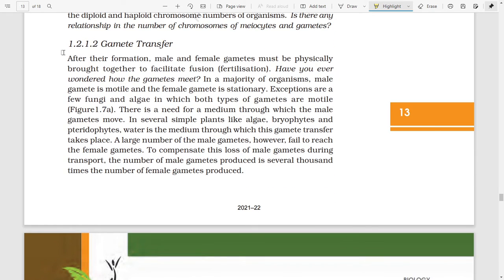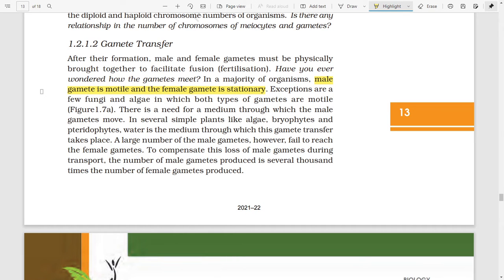Gamete transfer. After their formation, male and female gametes must be physically brought together to facilitate fusion, which is also known as fertilization. Have you ever wondered how the gametes meet? In a majority of organisms, the male gamete is motile and the female gamete is stationary. Exceptions are a few fungi and algae, in which both types of gametes are motile.